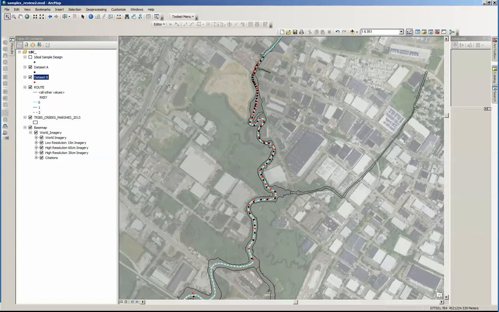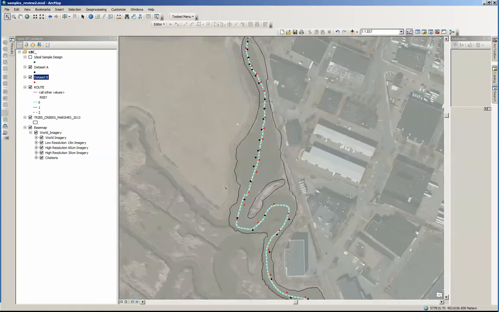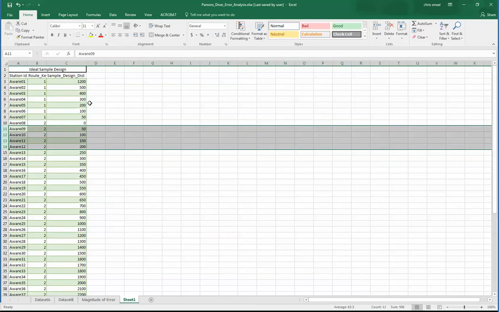They both have the same number of data points. The data points are named the same. But the real problem here is that these data points should be distributed along this route at very specific distances, and those distances are listed here.